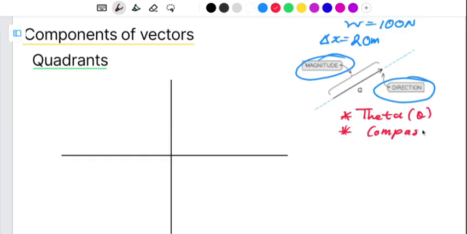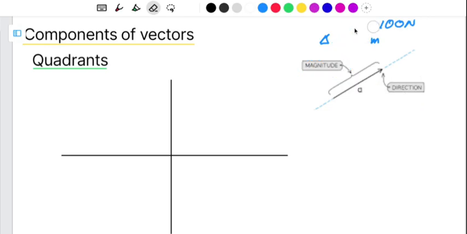So if they ask you to find the direction, they're asking you to find what? They're asking you to find the theta. That should come to your mind when they ask you that. Another thing before we dive into the components of vectors: when we talk of vectors, we use the Cartesian plane. You and I know that this is the y-axis and this is the x-axis. In terms of the sides, this is the positive side, the negative side, the positive side, the negative side. This one is not even important, but you have to know that also.